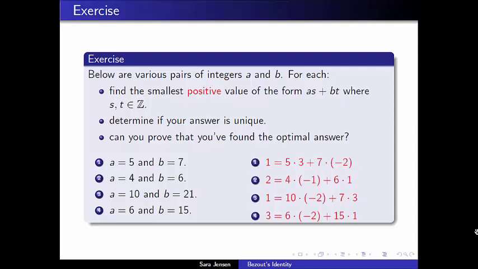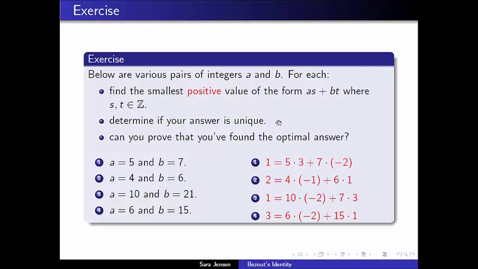Welcome back. Here are some examples that I came up with, and I wanted you to take a look. So for the first example, I was able to entirely win the game because I've written 1 as 5 times 3 plus 7 times negative 2, 15 minus 14. That's definitely equal to 1. And because I'm trying to find the smallest positive value of this form, and I have the smallest positive integer that exists, I know that I've won. So can I prove that I've found the optimal answer? Yes, because I was able to get 1, and that was the smallest that anything could be.